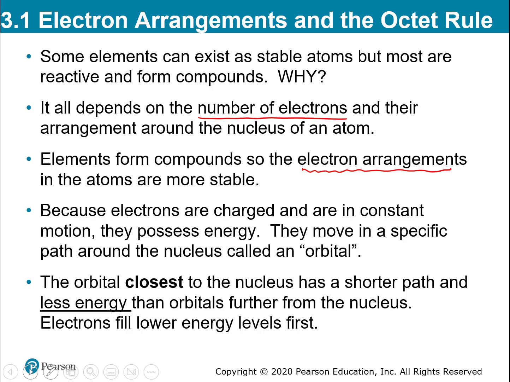But the key thing to remember is these electrons are negatively charged. They're moving around the nucleus in this orbital path. The orbital that's closest to the nucleus really has a shorter path, and so it has less energy.